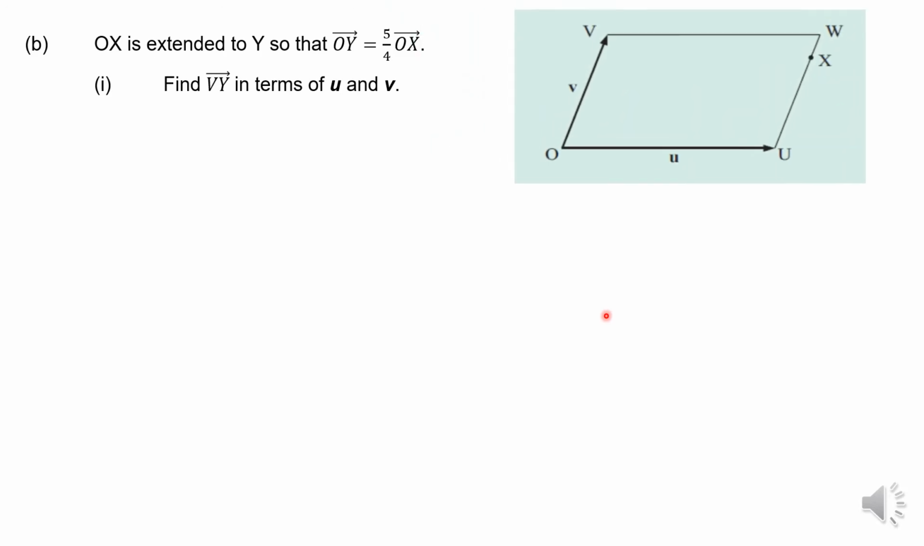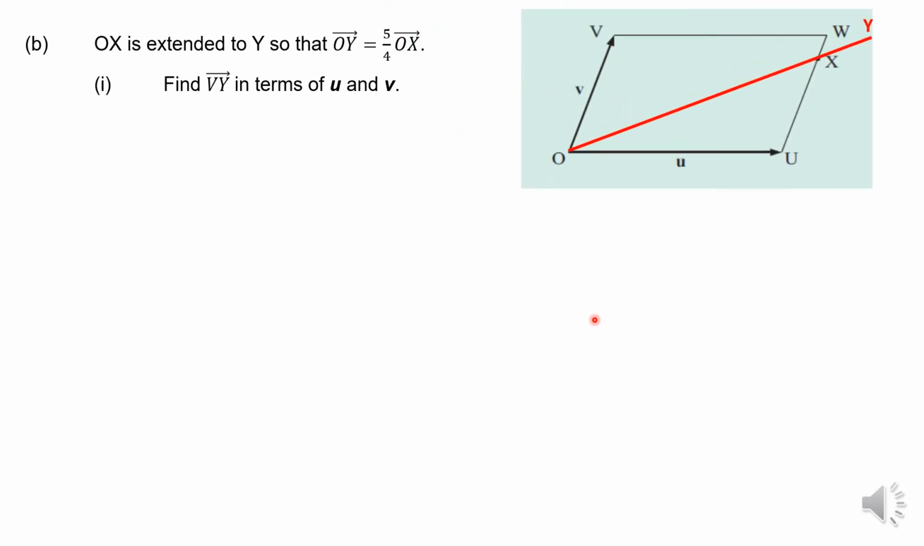Right, bringing the diagram back, they're saying that OX is extended all the way up to where Y is. They tell us that OY is the same as 5/4 of OX. We know from our previous work what OX is, so I just punch in my OX here, and then I clean this up. I'm getting that OY is equal to 5/4 U plus V. So that gives me OY.